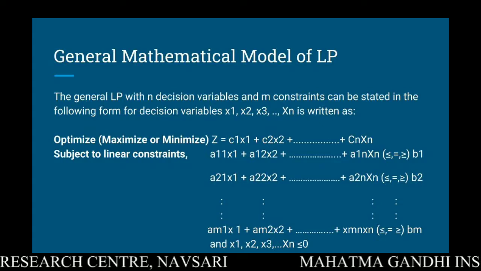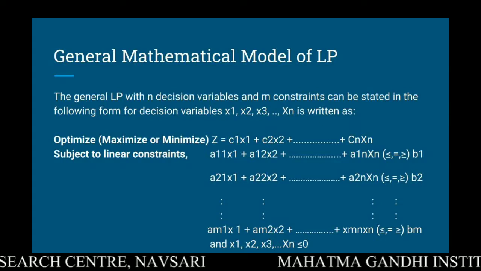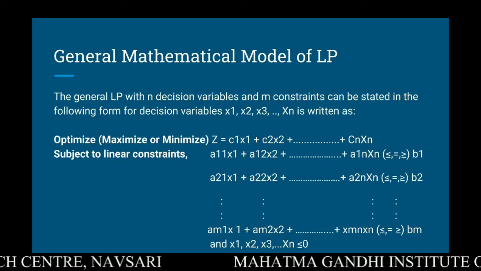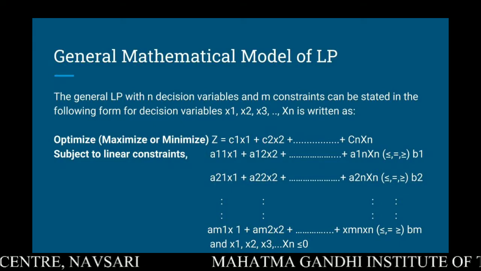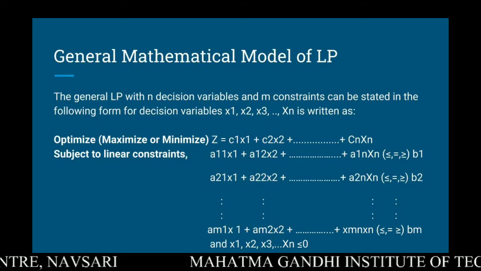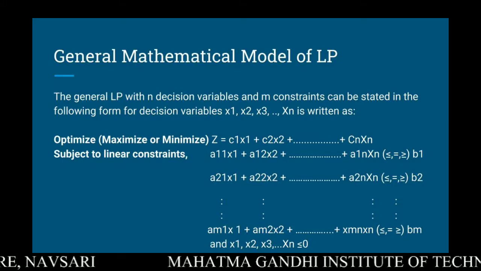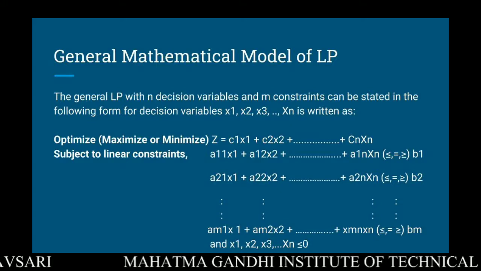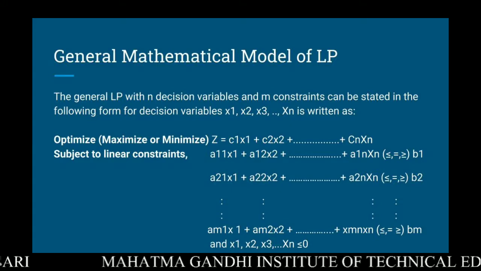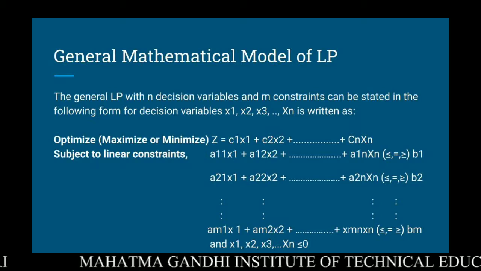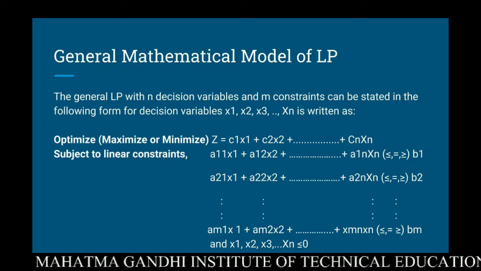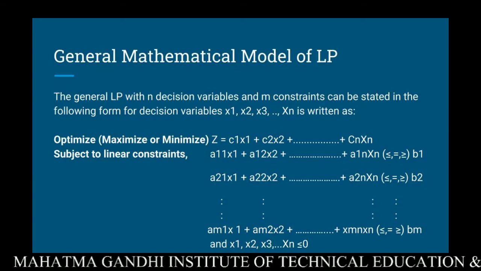Optimize, that means whatever our objective is, either maximization or minimization. Suppose it is a profit, then we have to maximize it, and suppose it is a cost, then we have to minimize it. So it depends on the problem. So optimize, maximize or minimize Z is equal to c1x1 plus c2x2 plus up to plus cnxn.